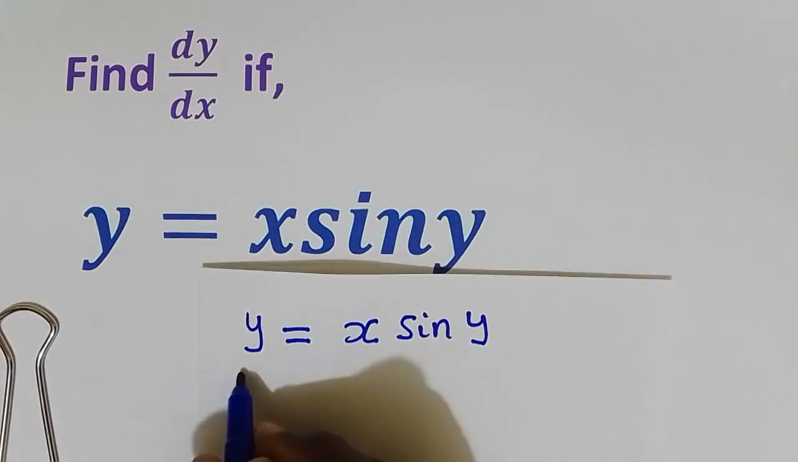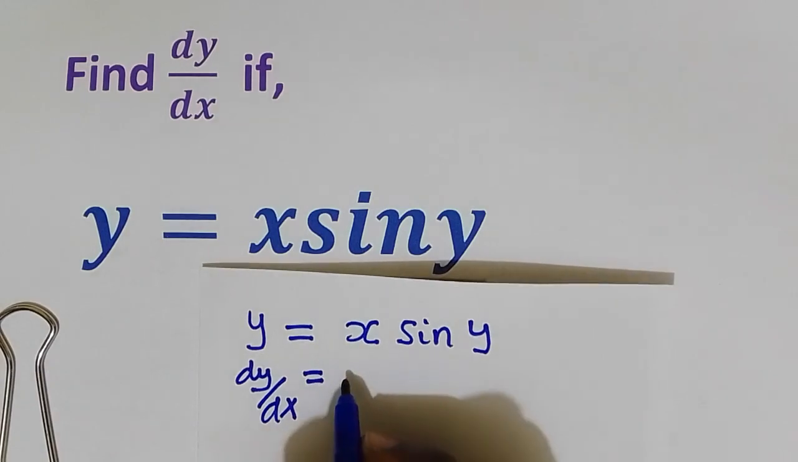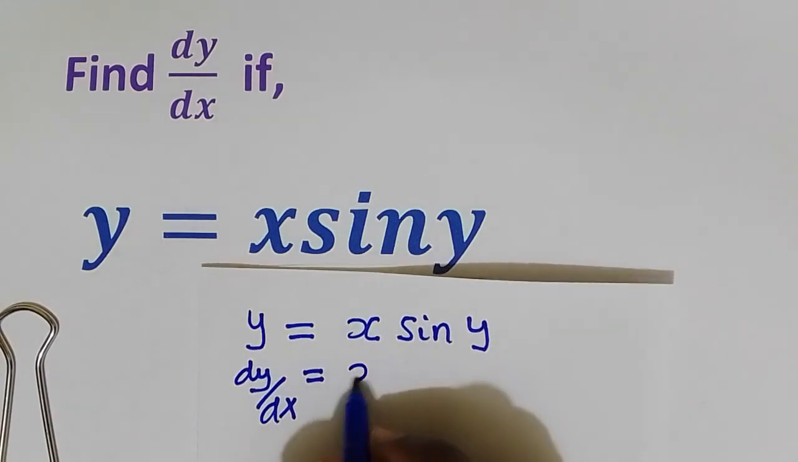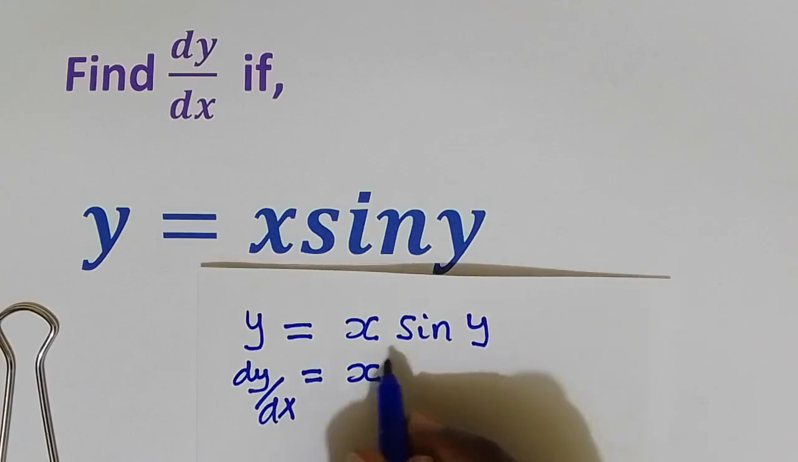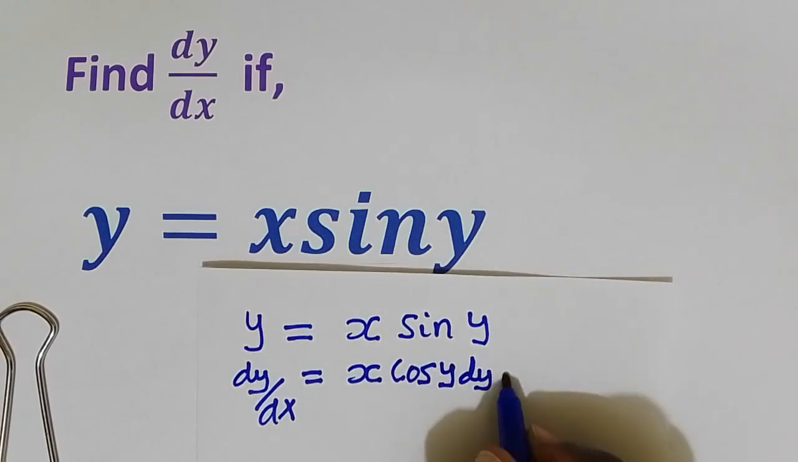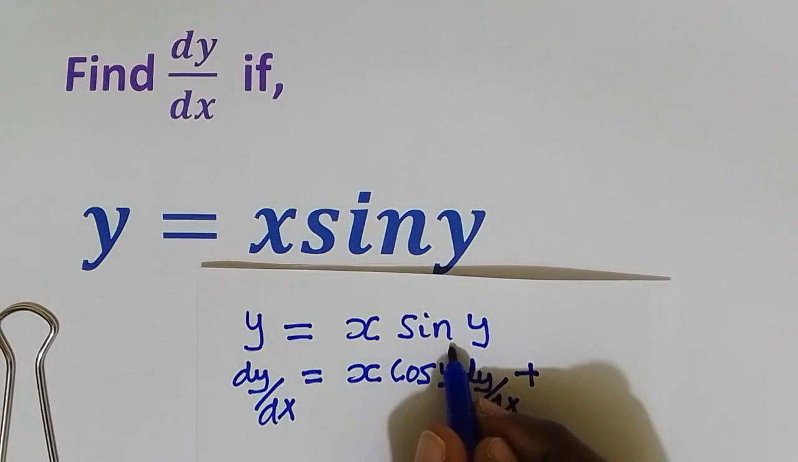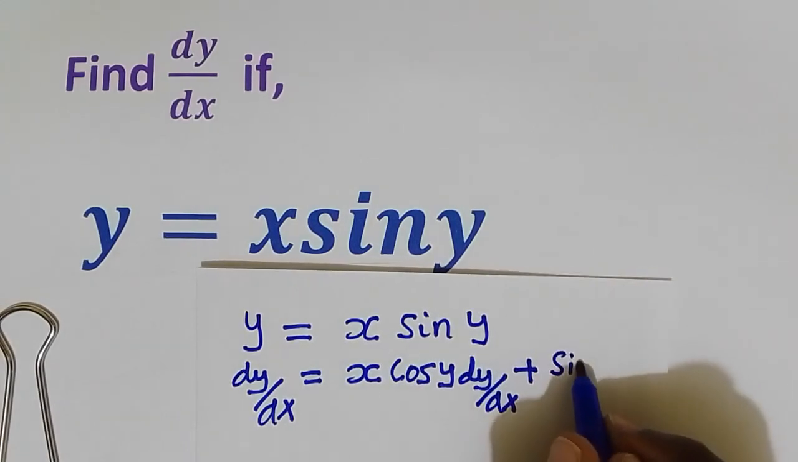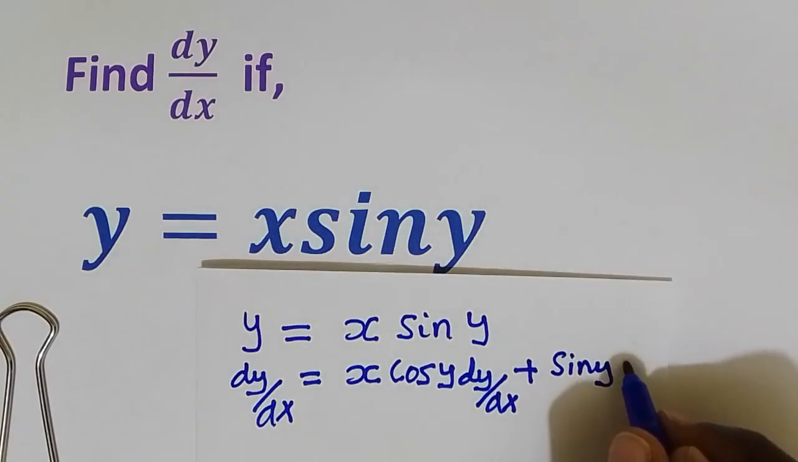So here, dy/dx, this is equal to, I'm going to keep x and I'm going to differentiate sine y. That is going to be cos y dy/dx, plus, I'm going to keep sine y, I'm going to differentiate x, that is going to be 1.